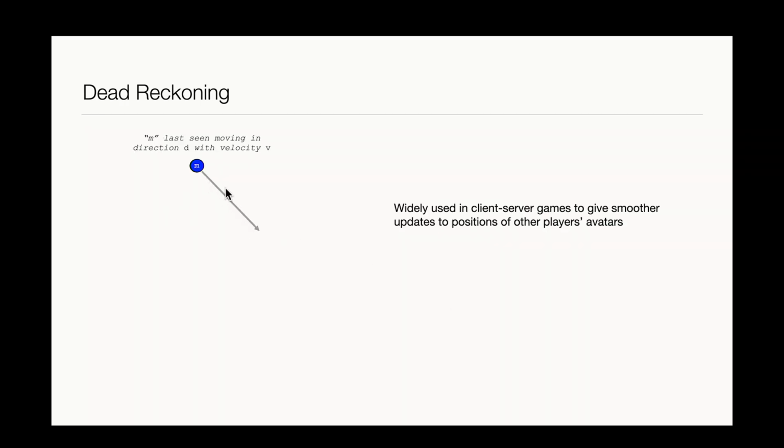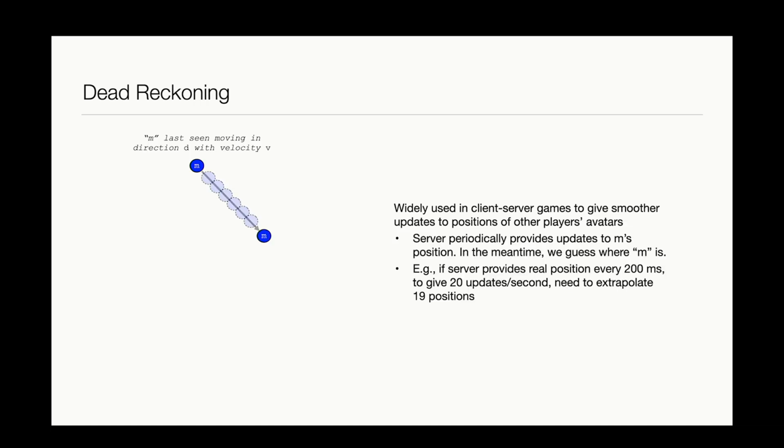Anyway, in one of these client-server games, while you're waiting for the true position of the other players to arrive, you can simply guess where they're moving. At some point in time, you get an update of an object's position and velocity. You can simply assume that the object is going to move from this position at this velocity, with a constant velocity over time.